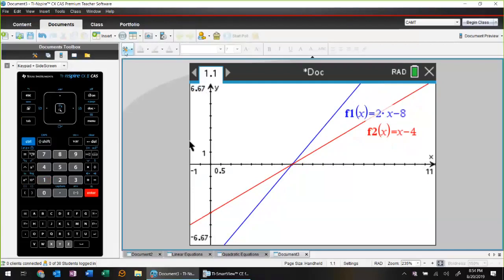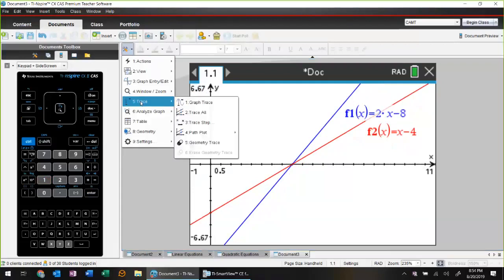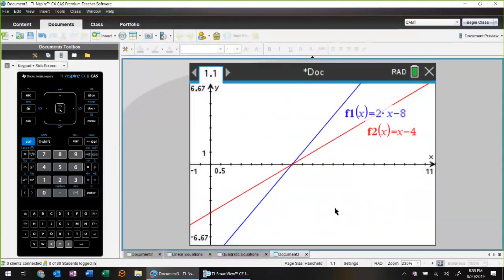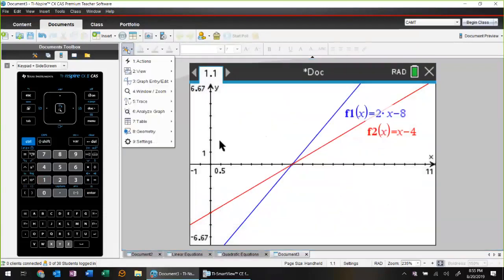A new feature on the CX2 is called path plot. You can find it under menu, trace, path plot. The first thing I'm going to do under path plot is setup. I'm going to set the path step to 1 so that it only finds the integer values of x as I do this path plot. Path plot is reminiscent of graphing with parametrics on the 84. The functions used to graph nice and slowly, and you could kind of see it develop. And with the Nspire, the graph kind of just magically appeared.